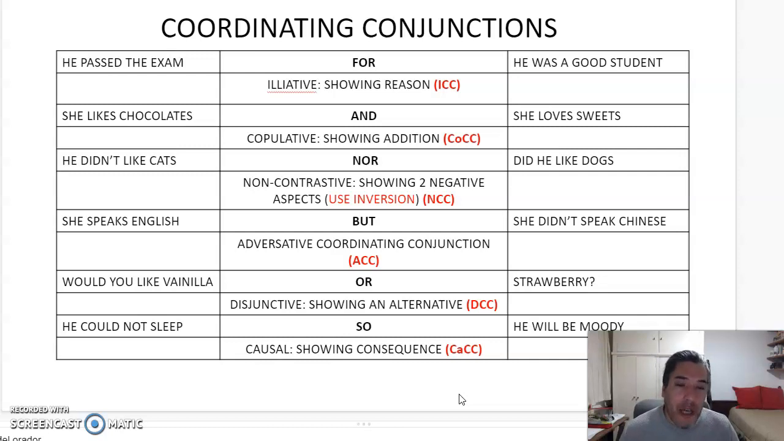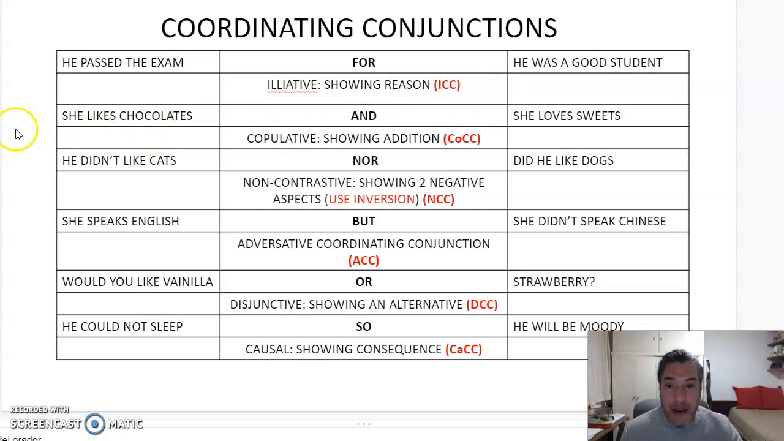Well, if you come across a "for", that is an illative. So you are giving a reason. Okay, for example, he passed the exam for he was a good student. "For" in this case means because. Okay, he passed the exam because he was a good student. And this is called ICC. Okay, if you have to note it down or classify it in the analysis: ICC, illative coordinating conjunction.